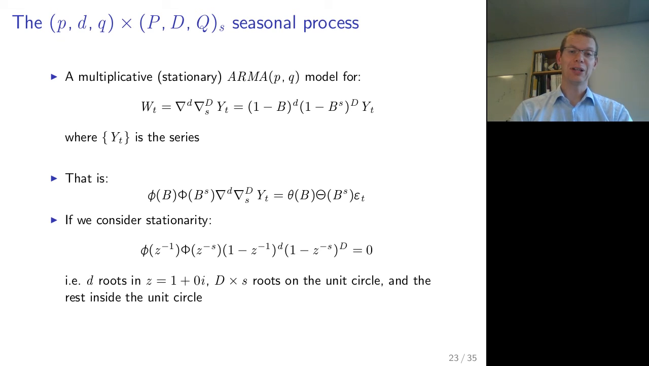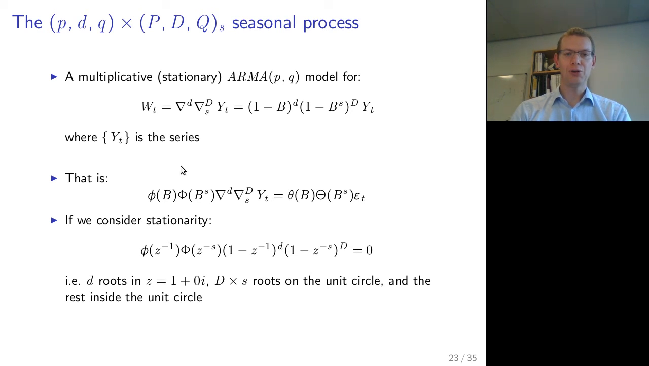The next layer of complexity is to go to seasonal processes. So we have the ARMA p, d, q, and now we introduce the uppercase P, uppercase D, uppercase Q with season S. It's a similar structure as before. We will do the same thing to make an ARMA model, but we won't just use the difference operator, we'll also use a seasonal difference operator defined as 1 minus B to the S power, and we'll apply that uppercase D times. So we'll make a model for the differenced time series.